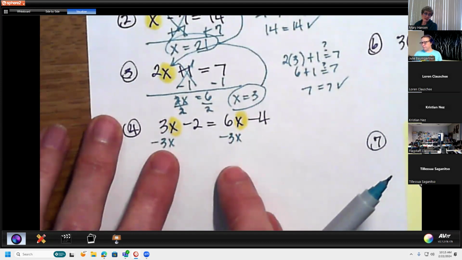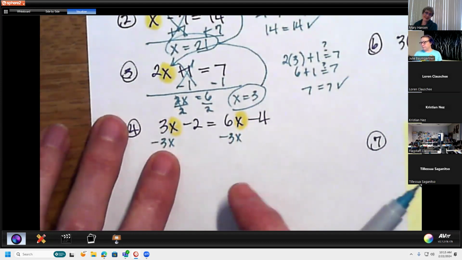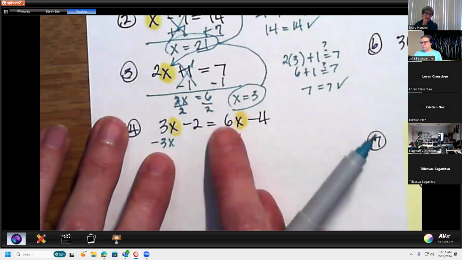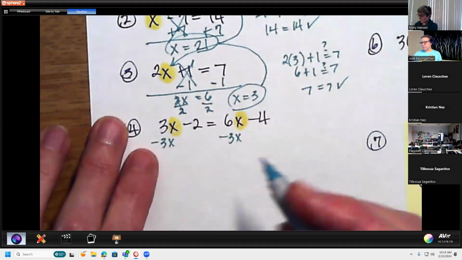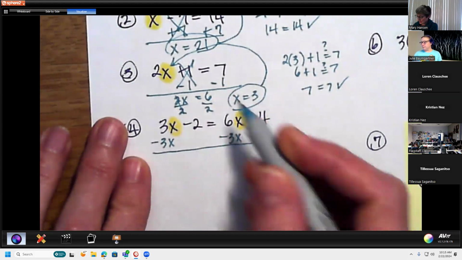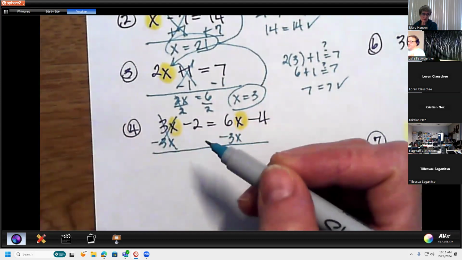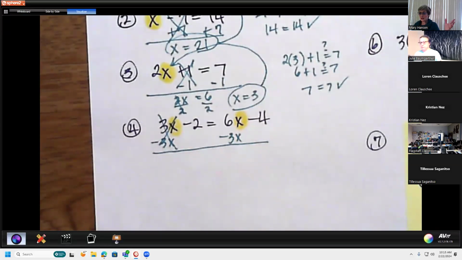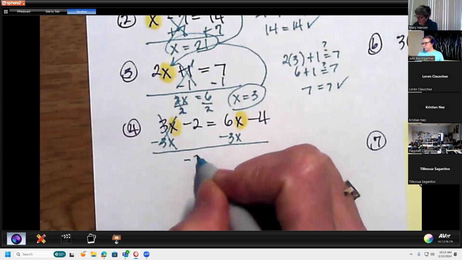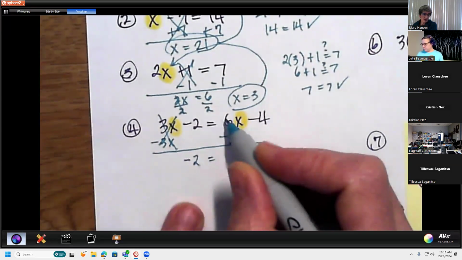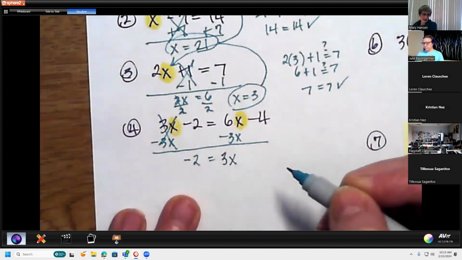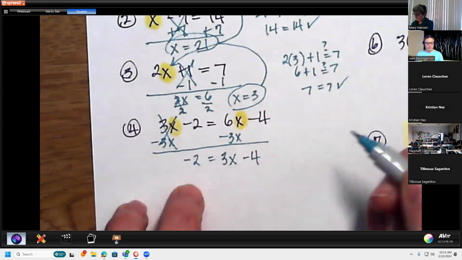And students make more mistakes dividing by negative numbers than you'd care to realize. And so if we can keep the number in front of our x positive, we'll be less likely to make a mistake. So this makes a 0. I've just basically taken 3 x's off the left-hand side of my pan balance, and now I'm going to take 3 x's off the right-hand side. I'm going to be left with -2 equals 6 minus 3 leaves me with 3x minus 4.